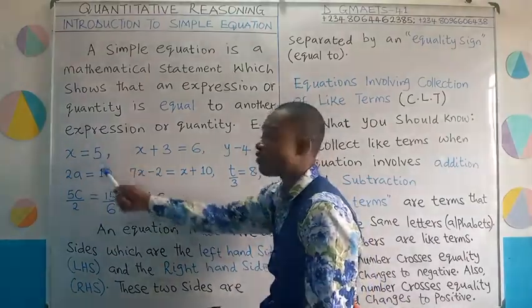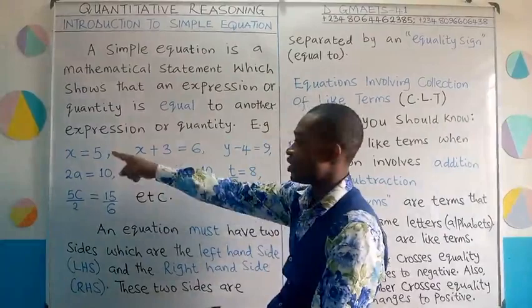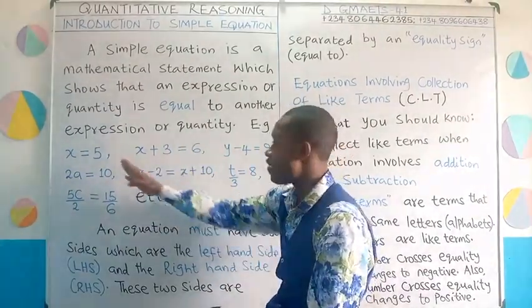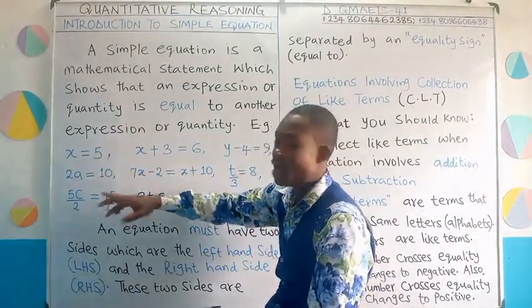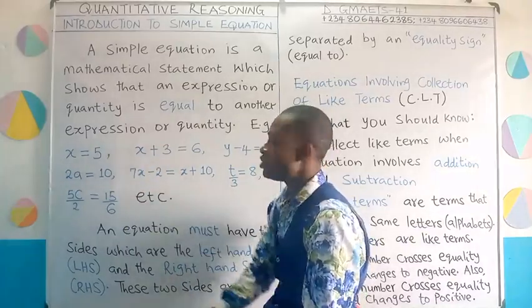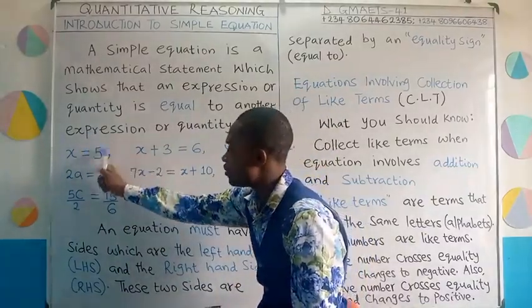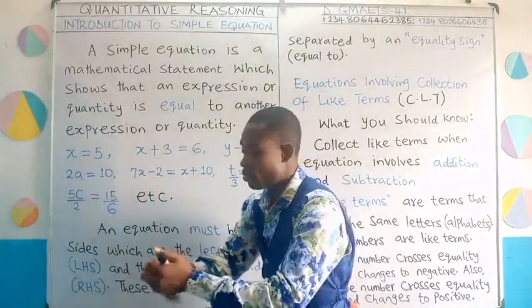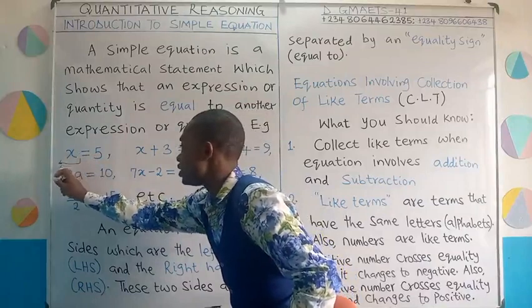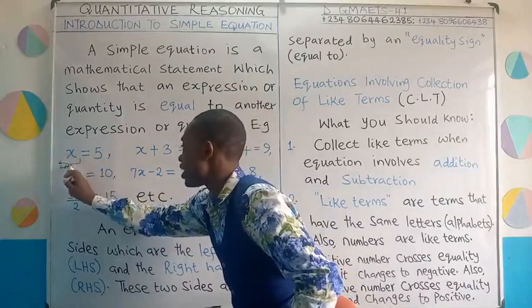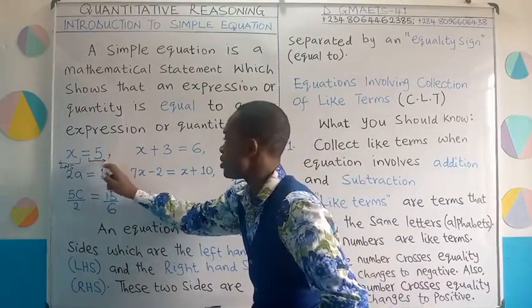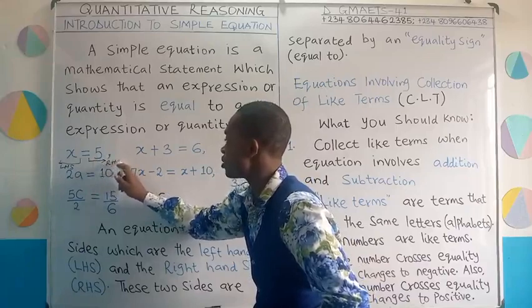I have x equal to 5. It's a simple equation. X there is a term, a quantity, an expression, and it's equal to 5. 5 is another term, another quantity. Now this statement is telling you that x is equal to 5. And you notice that this equal to divides this equation into two parts. From here to this direction is the left hand side, LHS. And then from here to this part is the right hand side, RHS.